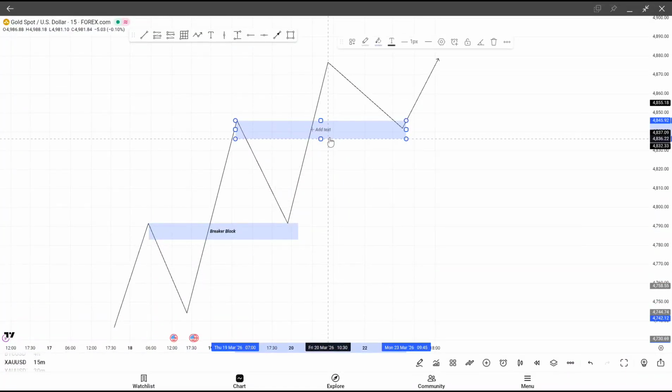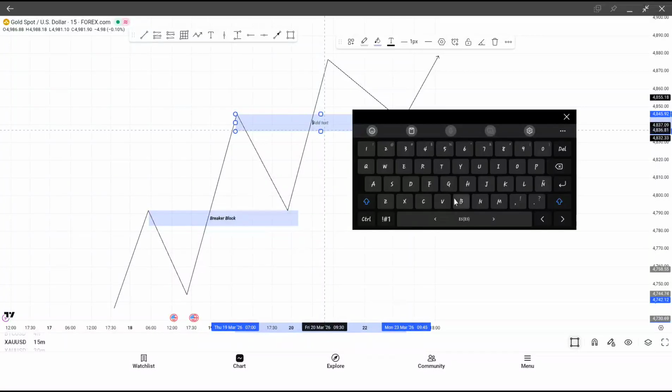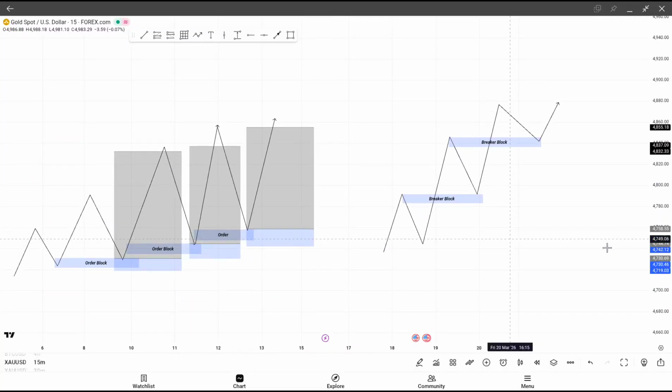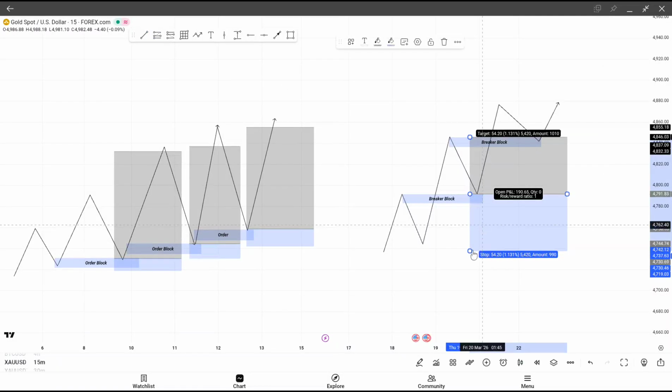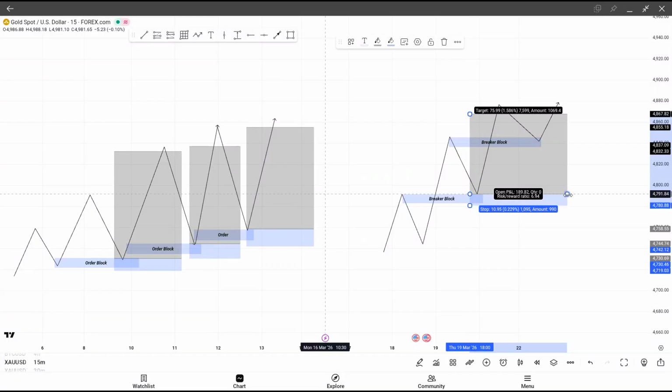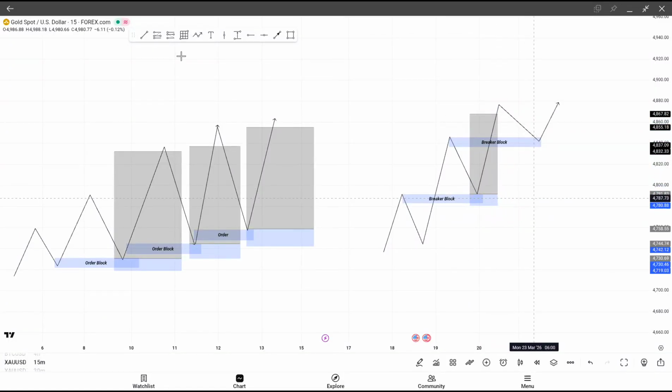Breaker block. What's their function? Their function is also, like the order blocks, to buy in the market. So from this place. But you need to understand that not all order blocks and breaker blocks are valid to buy. They have rules that we should follow.